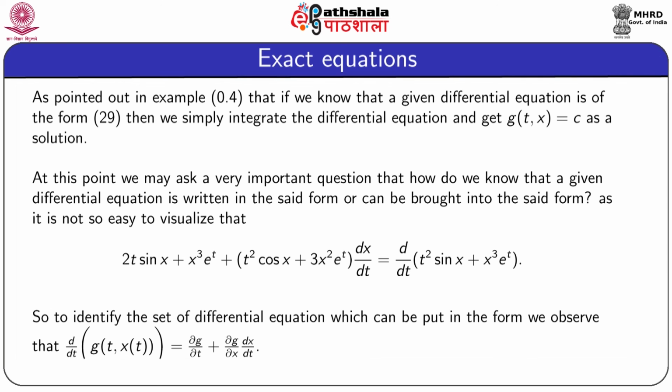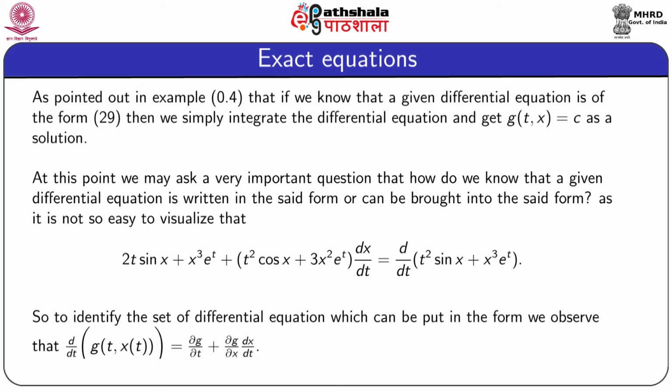As pointed out in the previous example, that is 0.4, if we know a given differential equation is of the form 29, then we can simply integrate the differential equation and get g(t,x) equal to C as its solution. At this point, we may ask a very important question: how do we know that a given differential equation can actually be written in the form 29, as it is not easy to visualize that 2t sin x plus x cube e to the power t plus t square cos x plus 3x square e to the power t dx/dt is actually equal to d/dt of t square sin x plus x cube e to the power t.